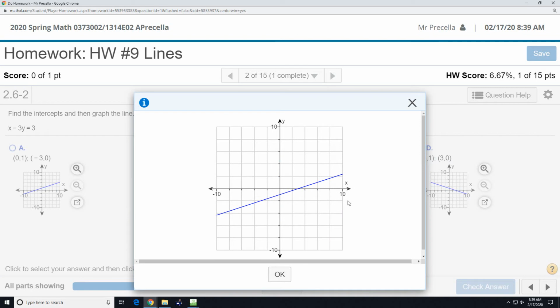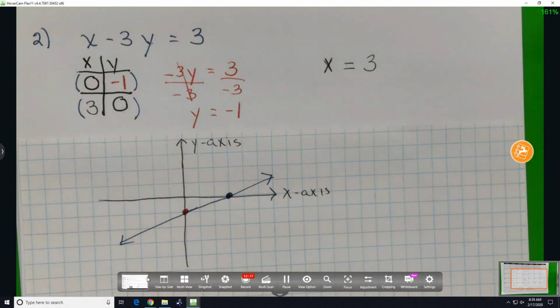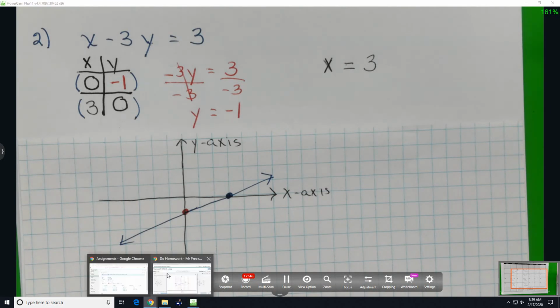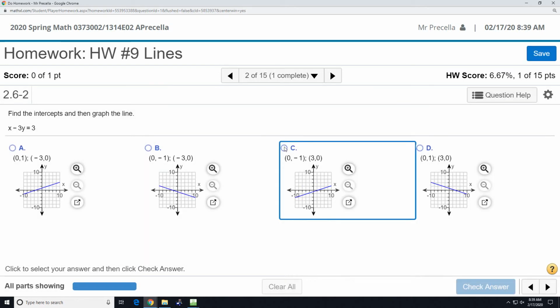Oh, at first glance you might think, well, wait, no. But look, I think 2, 4, 6, 8, 10. On this graph, each little line is 2, isn't it? So does that look like mine here? Yeah, it is. And even if it doesn't, there's the same ordered pair, 0, negative 1, and 3, 0. Okay? So which one was that? Was that C? Okay.